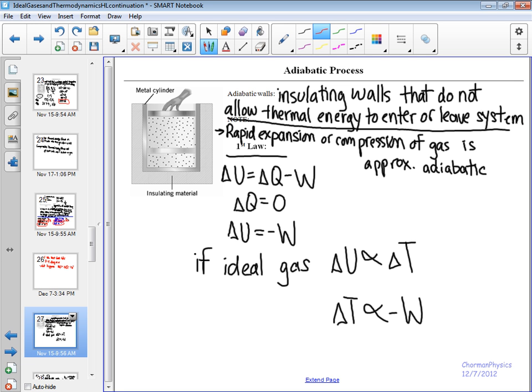So if delta Q is equal to 0, what we have is that the change in internal energy is equal to the work done by the gas. So if we have an ideal gas, okay, we know that the internal energy is directly proportional to the temperature.